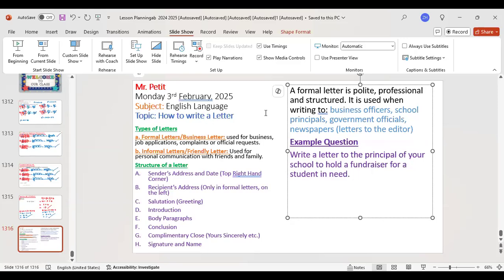So if it's a formal letter, that means that we need the sender's address and date. We'd need the recipient's address. We'd also need the salutation, reason, stuff like that. So I want us to write this down, like what exactly you're going to put in it.